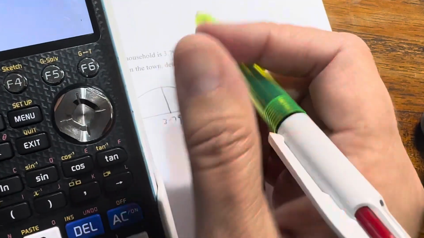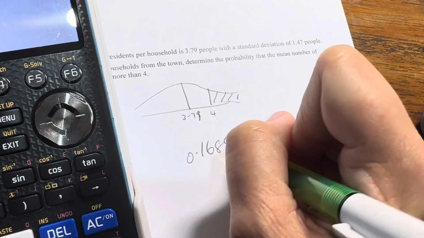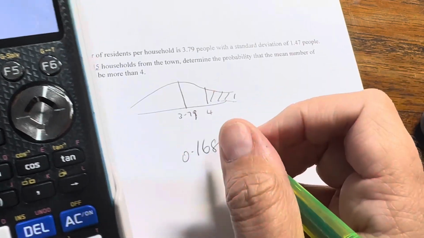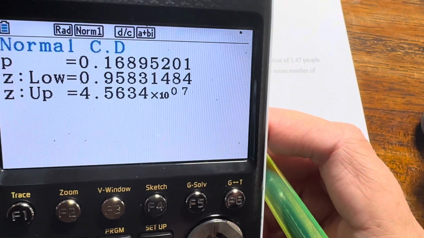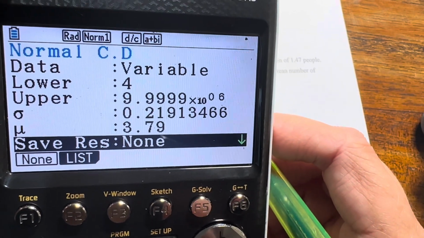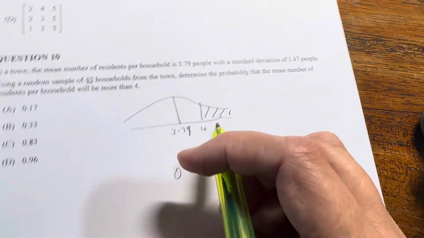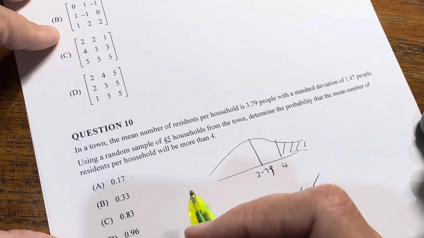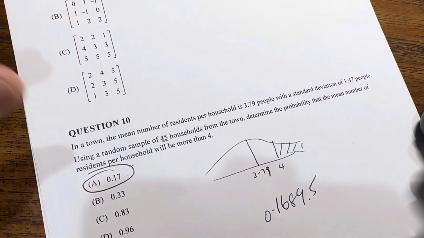I solve that and I get P as 0.16895, my calculator's telling me. Sorry, I should have showed you the screen. Did you see it? That was the previous screen, what I entered. Just if I didn't give you a clear shot of that, I'm sorry. So we then compare to the answers we've got, and that's going to be answer A. And we're done.